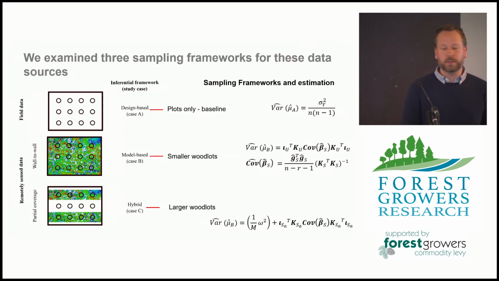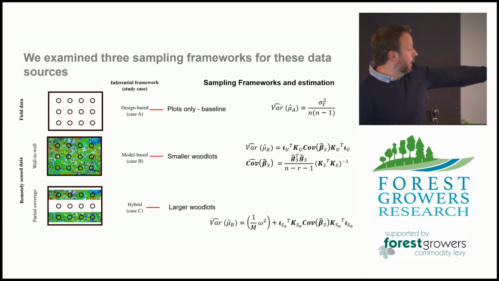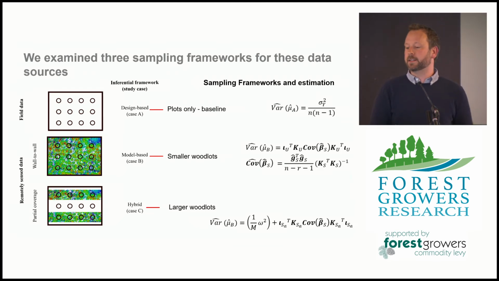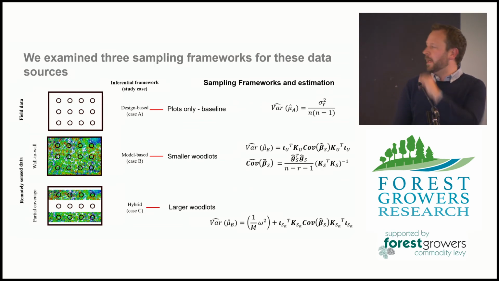So, with our models in place, we examined 3 inferential or sampling frameworks for these data sources, and they're shown in this picture on the right-hand side of the slide, my right. Let me explain the picture. We have these circles which represent the field plots, and this funny colored thing represents the remote sensing data. So we have these 3 different scenarios where we have field data only, which we're all very, very familiar with. And we have very well established statistical methods for estimating the means of that population and for estimating the variance associated with it. So that's our baseline, where we have plots only.